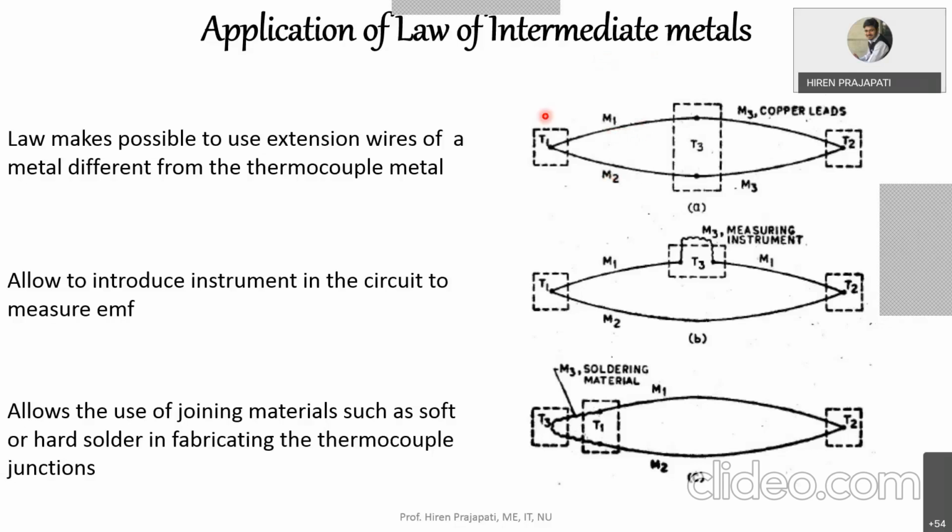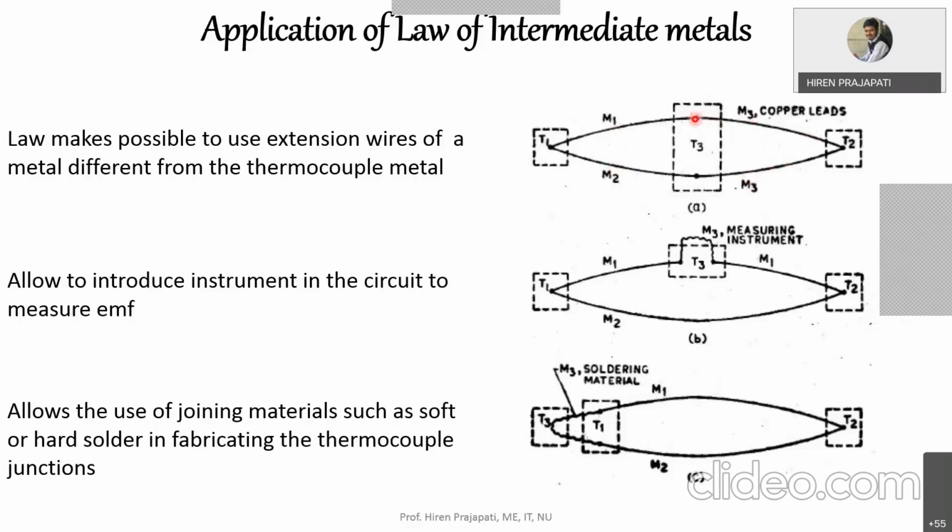But suppose this is our application, and we want to display or measure the temperature at some other location, which is at a considerable distance from your application. Then we need to go for copper lead wires. Copper is a very cheap material compared to the materials used for thermocouple manufacturing, right? So that's why it is called a lead wire. These are the extra materials. These are also called extension wires, right? So we need to use lead wires for remote indication of temperature.